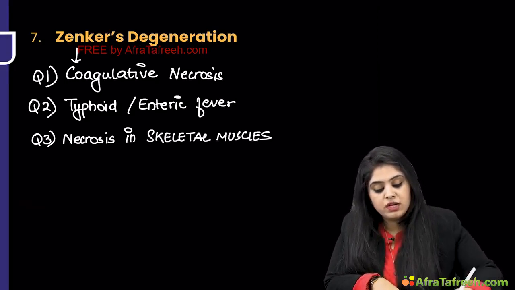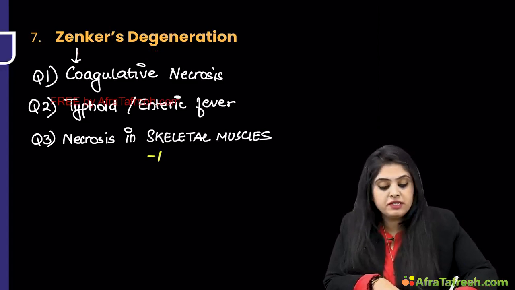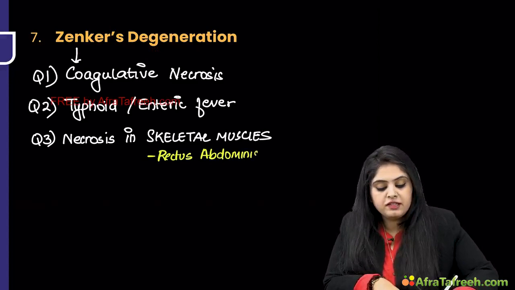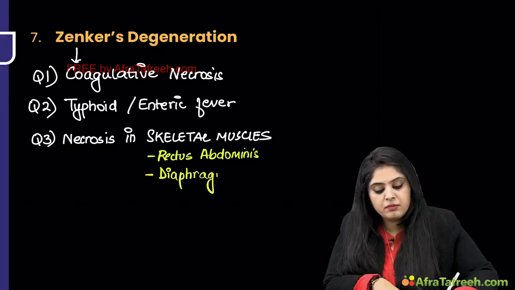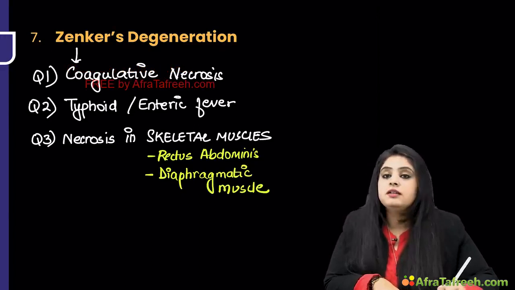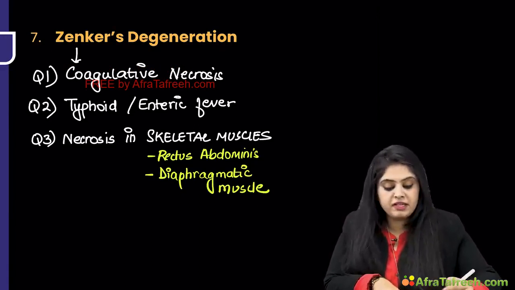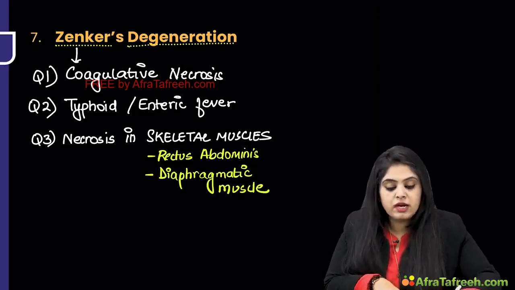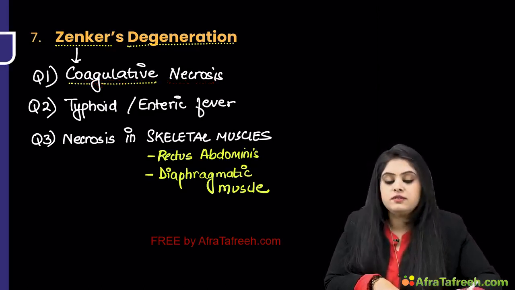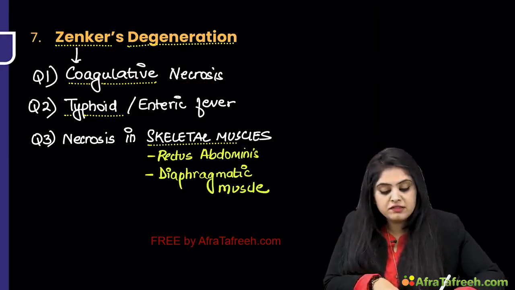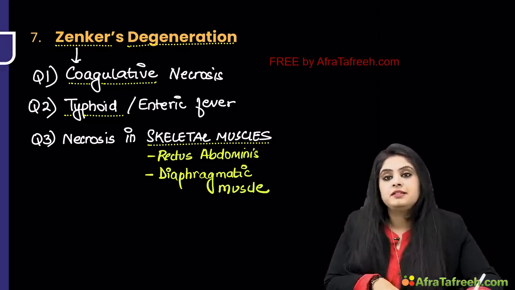They might ask you which are the different muscle groups in which you can see it. Please remember, this can be seen in the rectus abdominis and also in the diaphragmatic muscle. So that wraps up Zenker's degeneration for you. Firstly, although you call it a degeneration, which kind of necrosis is it? It's a coagulative necrosis. In which infection do you see it? You see it in typhoid. And in which muscle is this necrosis seen? It is seen in the skeletal muscles.